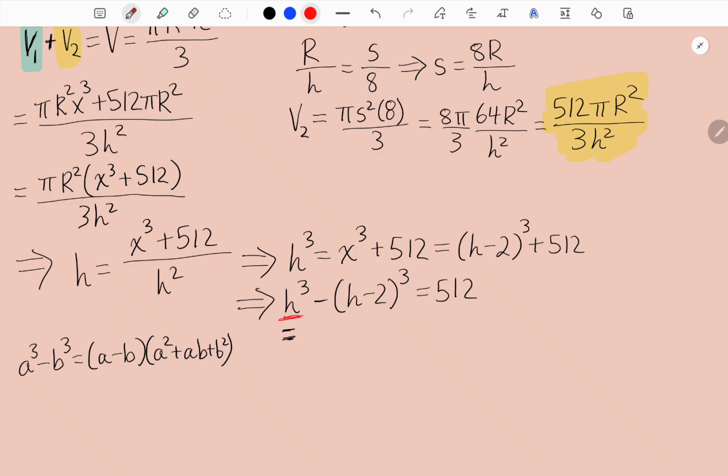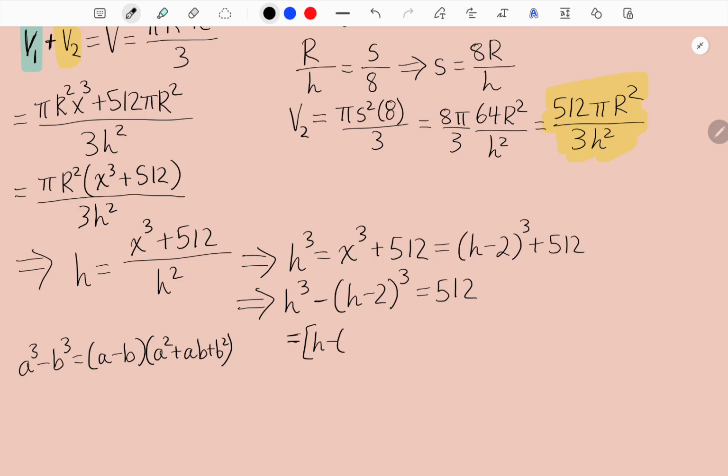Essentially, h is my a, and then my h minus 2 is my b. You could do that, or you could just expand out h minus 2 cubed, and then that whole thing is taken away from h cubed. Either way works. I'm going to use my difference of cubes. So h cubed minus (h minus 2) cubed is going to be h minus (h minus 2), so a minus b.